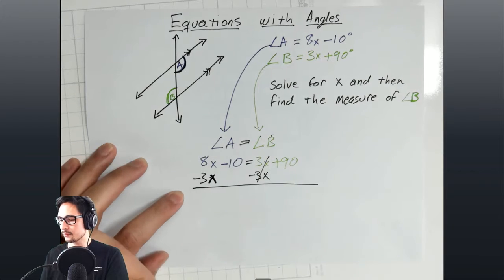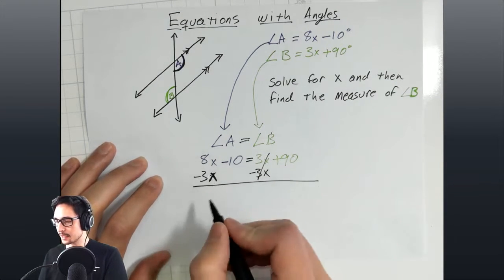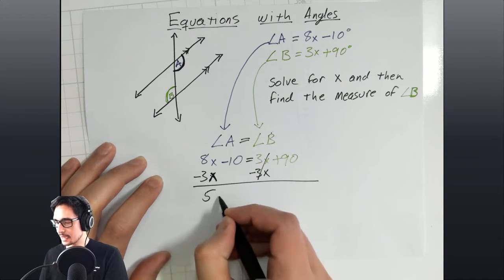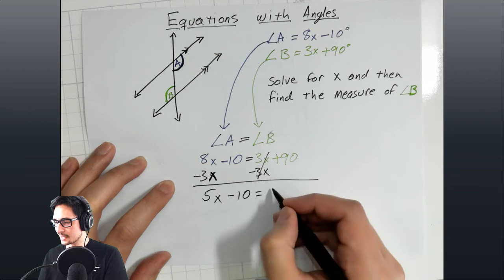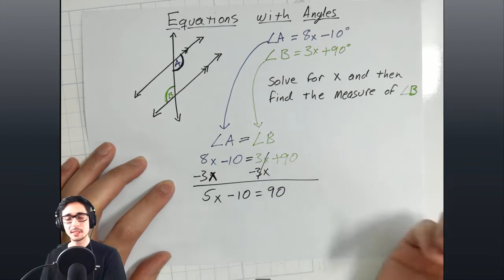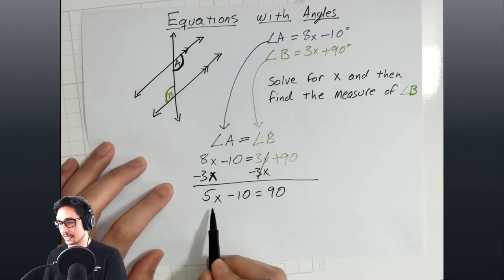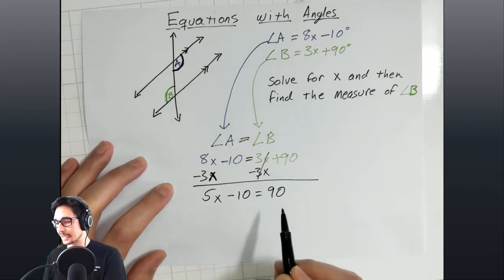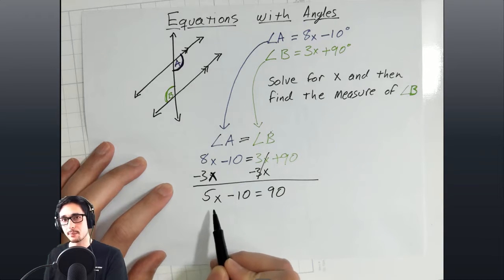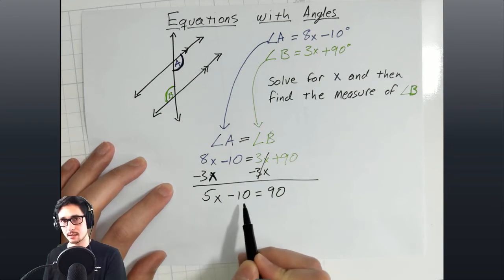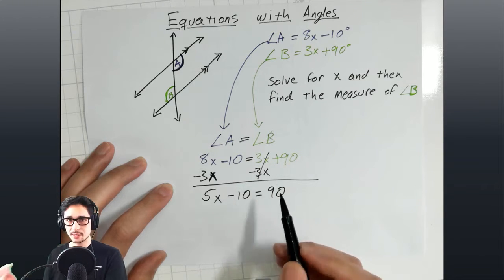Okay. So when we combine these now, 8x minus 3x, that is 5x. I still have this minus 10, and I still have this 90 on this side. The only thing that canceled was the 3x on the right side. Now I have 5x minus 10 equals 90. And another way to think about it is, 5 times what number minus 10 equals 90? That's one way to think about it.